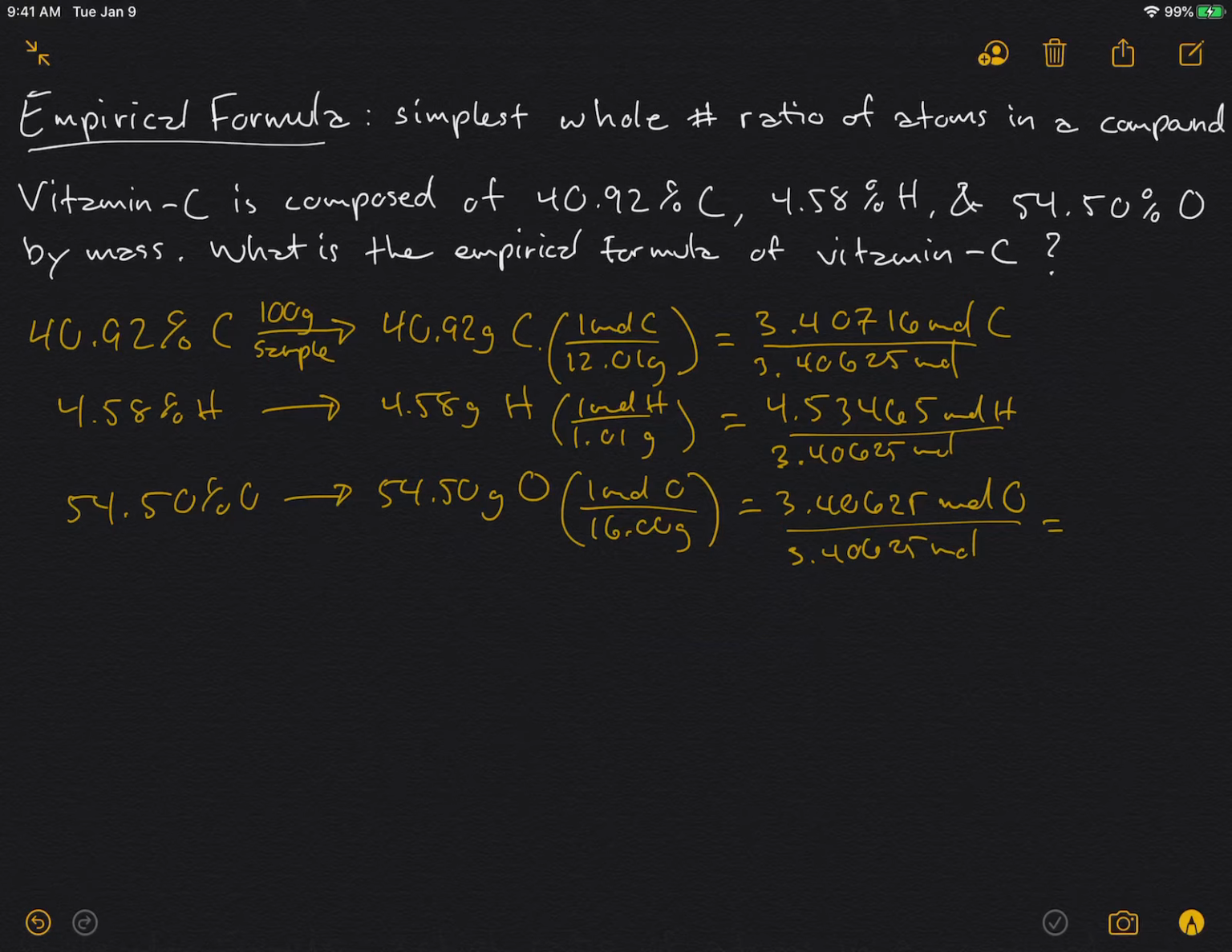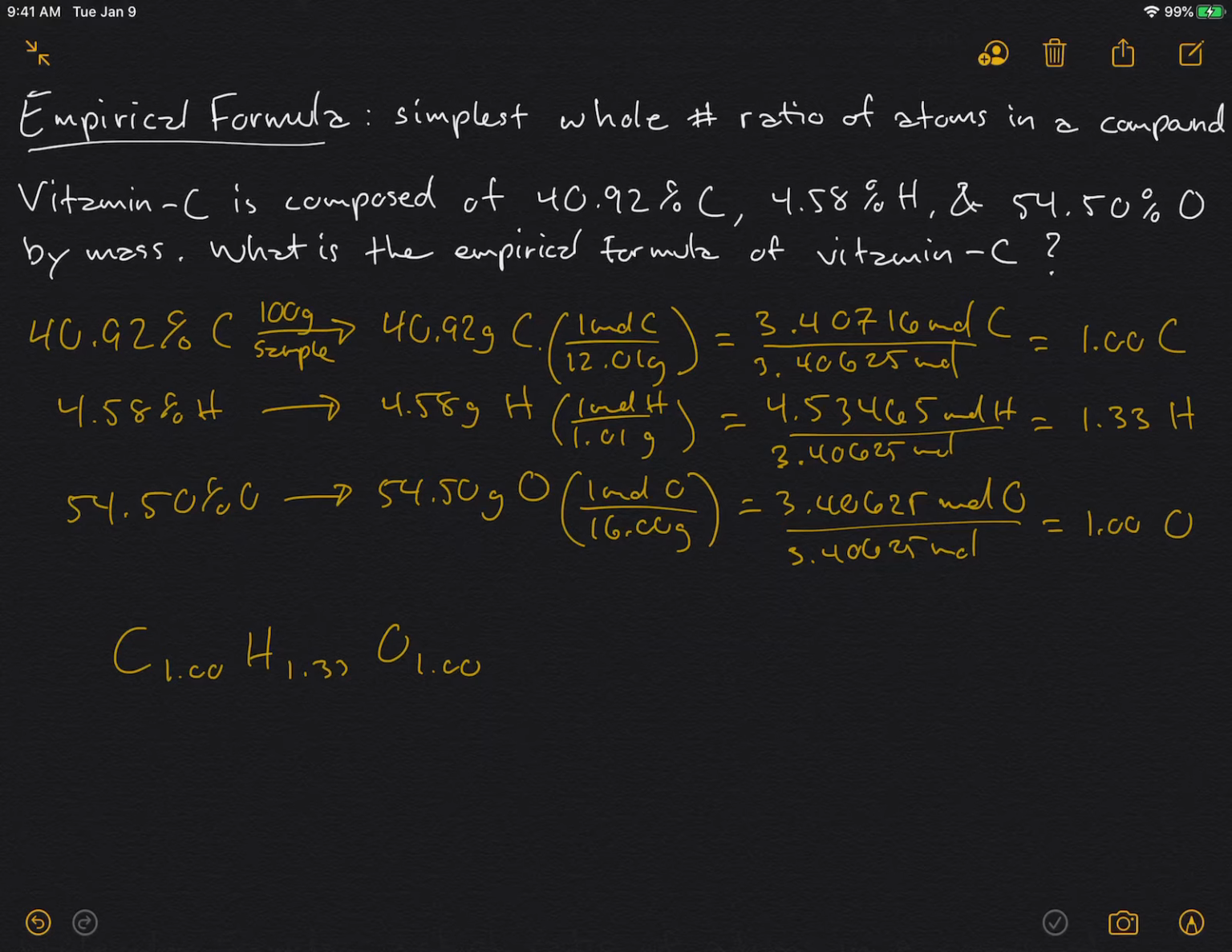And obviously oxygen is going to be 1. So we have 1 oxygen in this preliminary formula. We also have 1 carbon in this preliminary formula. And then for hydrogen, we have 1.33 hydrogens. So we can write a preliminary formula, C1H1.33O1.